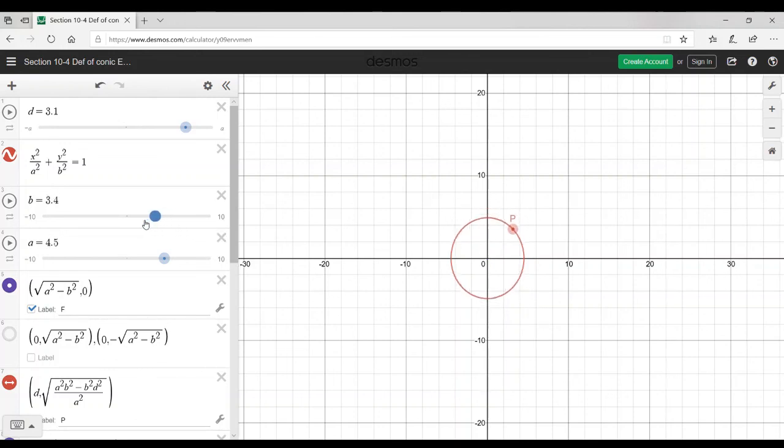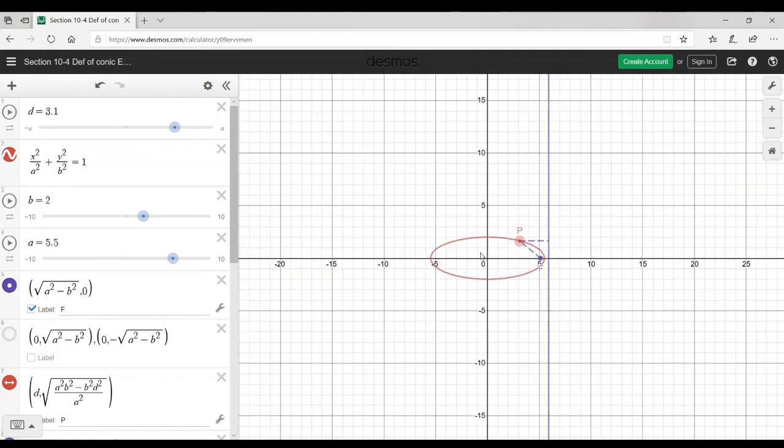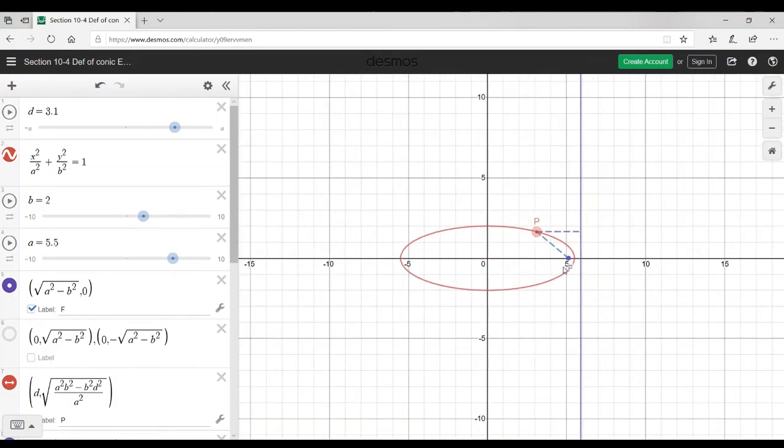If you feel like it, again, make sure your B is smaller than your A, otherwise it just doesn't work. The lines kind of disappear.